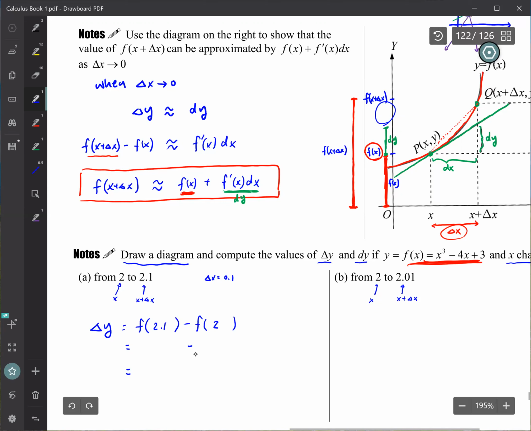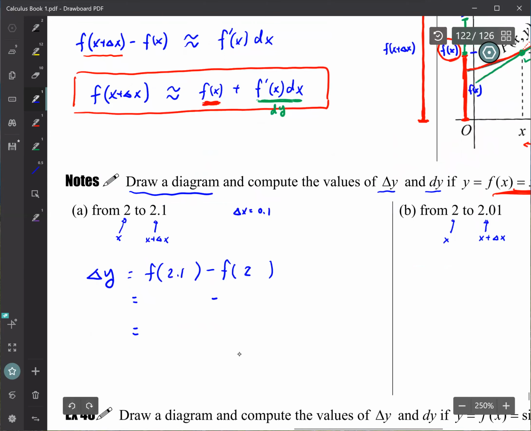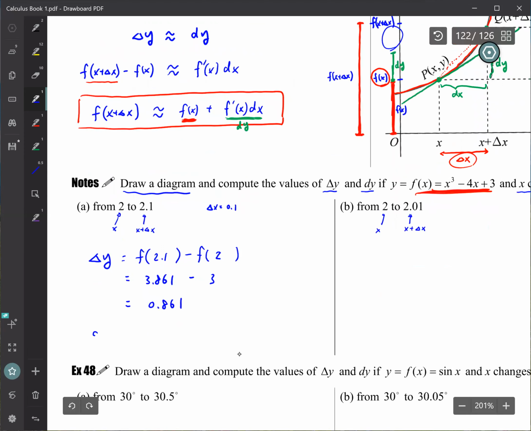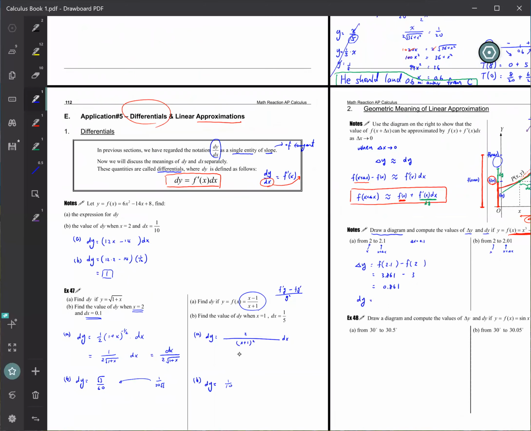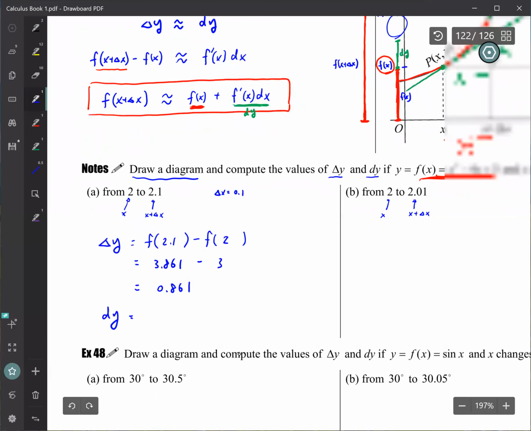Okay, Joan, what do you have for f of 2.1? I got 3.861. Okay, and f of 2? 3. Okay, so if we subtract, it will be 0.861. Carrie, do you have the same? Yes. Okay, thank you. Now let's do dy. So dy will be done the same way that we did before on the last page. I'll let you try that by yourself.